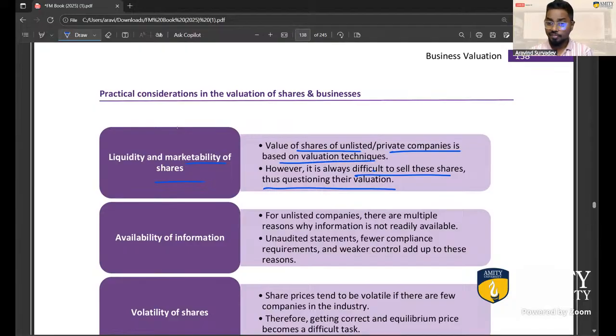So availability of information is also another problem. If you were to analyze the value of an unlisted company, that's not going to be easy. For unlisted companies, there are multiple reasons why information is not readily available. Unaudited statements, fewer compliance requirements, and weaker controls add up to these reasons. This is availability of information.